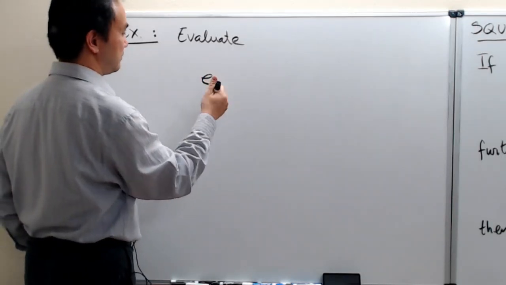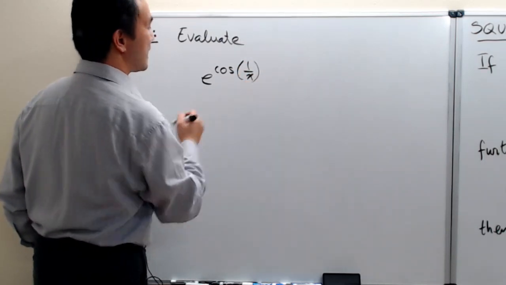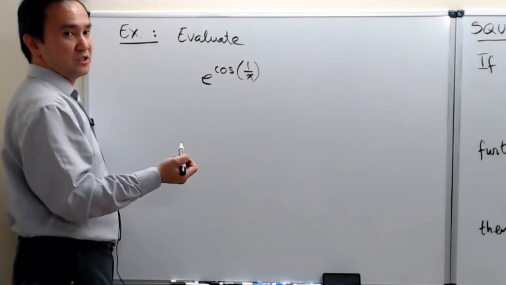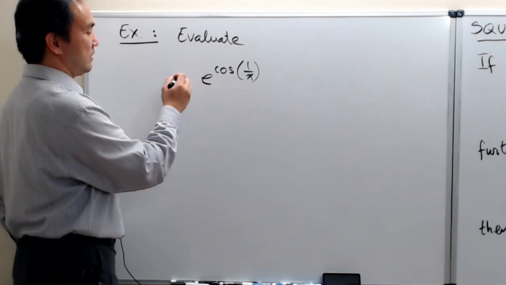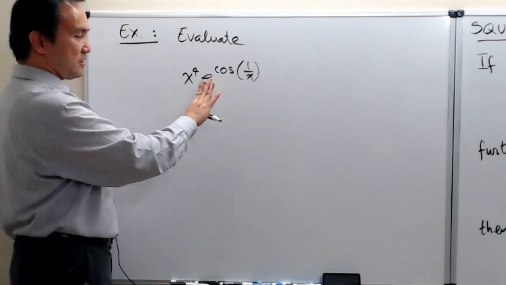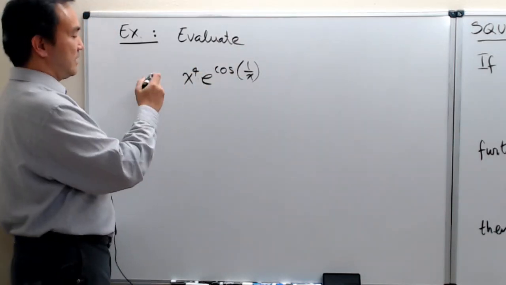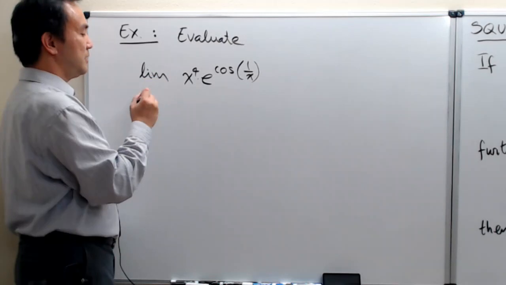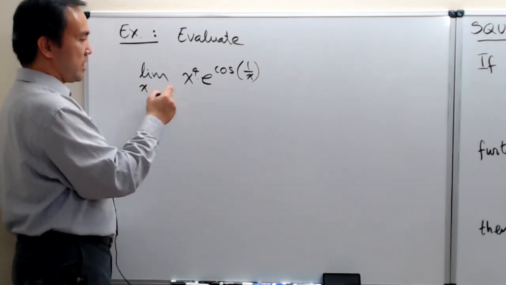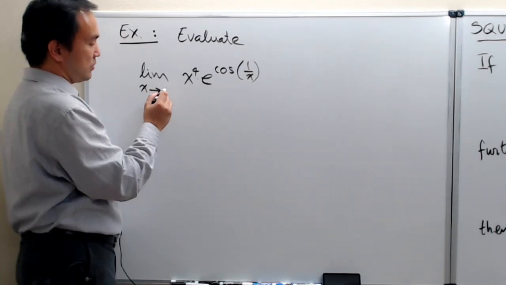Here we just simply want to evaluate, and our limit problem here is e to the cosine of 1 over x. Ooh, looks pretty challenging. And then here we're looking at multiplying with x to the 4th power. So x to the 4th multiplied with e to the cosine of 1 over x. Now let's evaluate the limit of this function as x is getting close to 0.